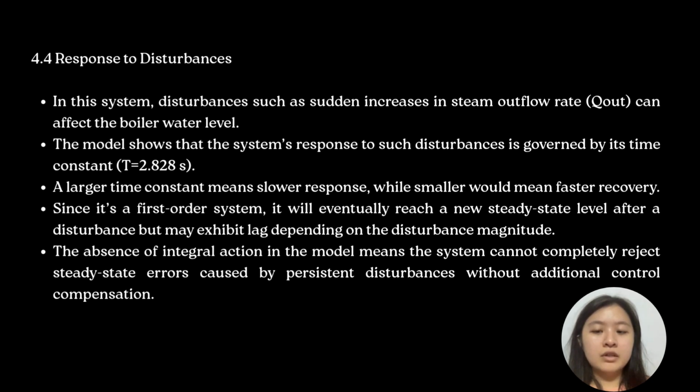So this model, the system response to such disturbance is governed by the time constant, tau equals 2.828 seconds. A larger time constant means slower response, while a smaller time constant means faster recovery. Since this is a first order system, it will eventually reach a new steady state level after a disturbance, but may exhibit lag depending on the disturbance magnitude.